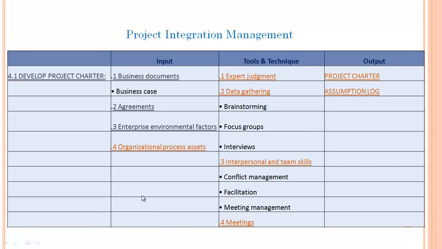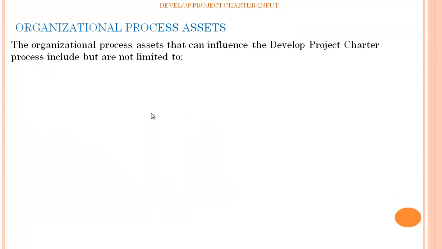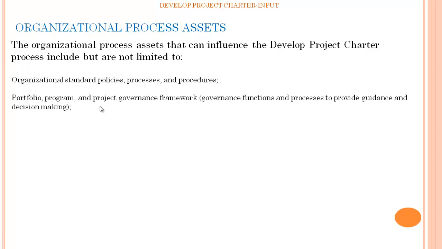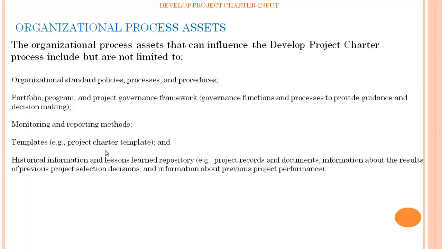Now we'll explore organizational process assets. The organizational process assets that can influence the develop project charter process include, but are not limited to, organizational standard policies, processes and procedures; portfolio, program and project governance framework, governance functions and processes to provide guidance and decision making; monitoring and reporting methods; templates, for example, project charter template; and historical information and lessons learned repository. For example, project records and documents, information about results of previous project selection decisions, and information about previous project performance.